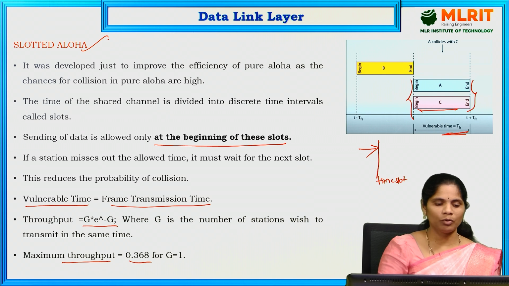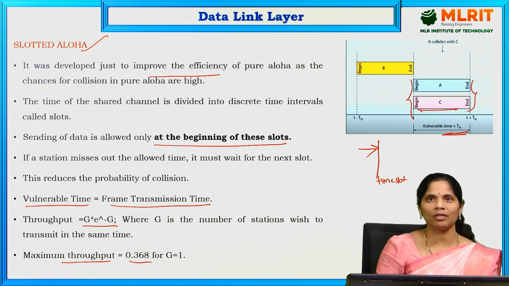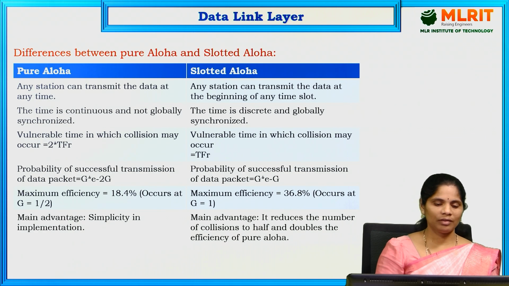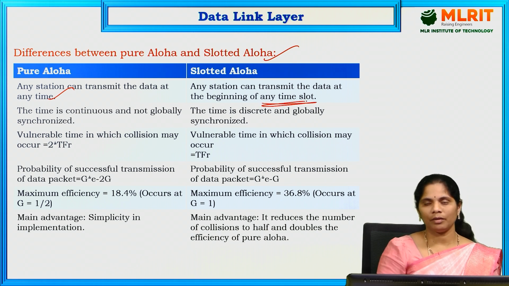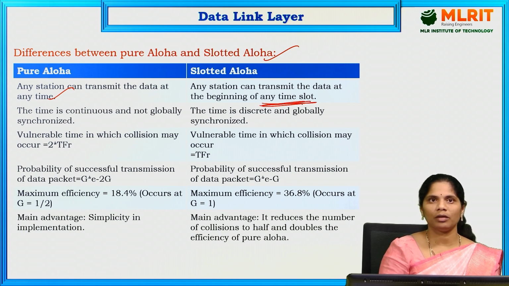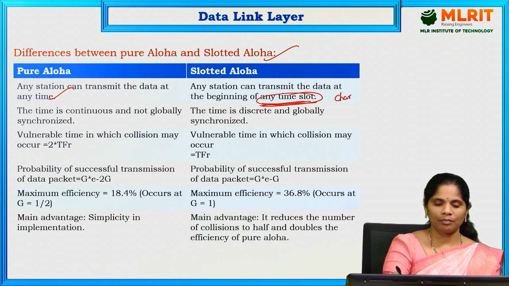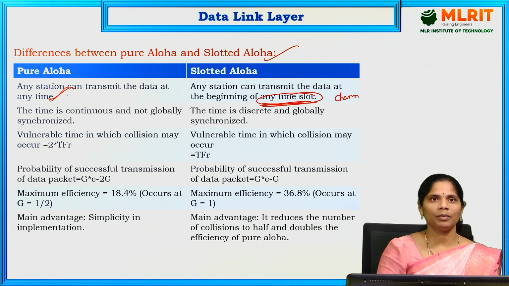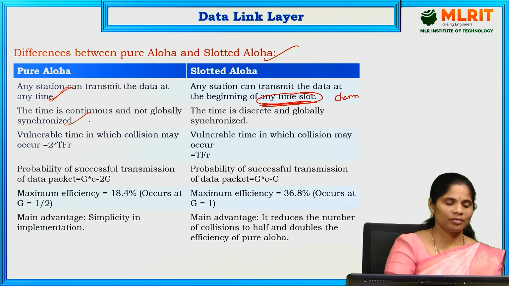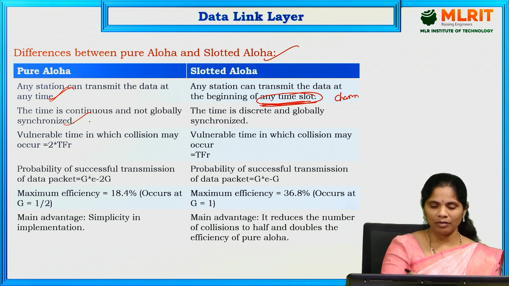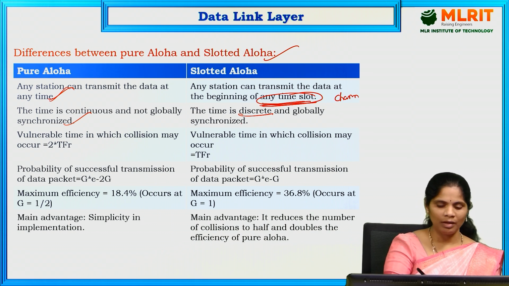It was developed to improve the efficiency. We use pure Aloha and slotted Aloha. So these are the differences between pure Aloha and slotted Aloha. Pure Aloha can transmit anytime. Slotted Aloha can transmit only at the beginning of the time slot. Here the time slot is there, and within that time slot only the channel is allowed for sending data. In pure Aloha there is no slot, so it can access anytime. The time is continuous, not globally synchronized. Here it is discrete and synchronized.